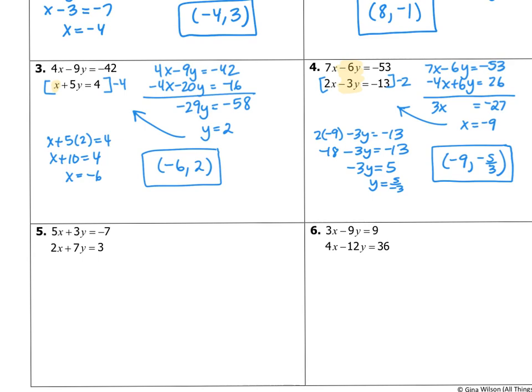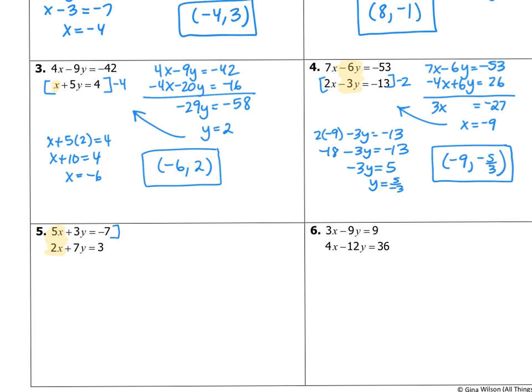Number 5. Okay, so we can choose to cancel the x or the y, doesn't matter. I'm thinking I'm going to deal with the x's here, because whether I do x or y, I'm going to have to multiply both of the equations by something, because neither one goes into the other. So I'm choosing those because the numbers are a little bit smaller.